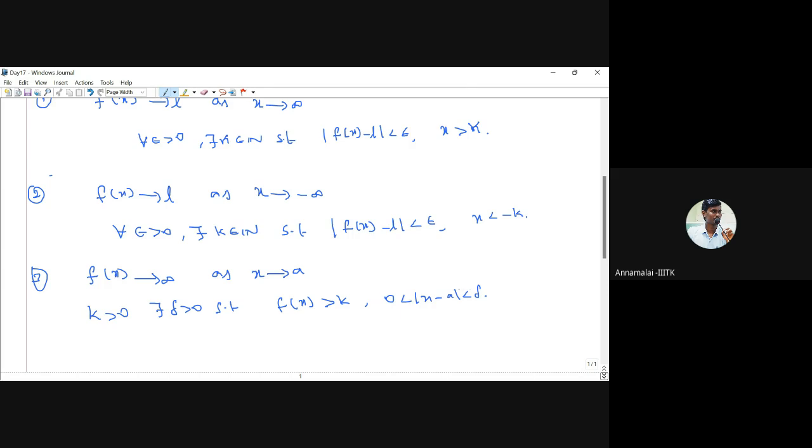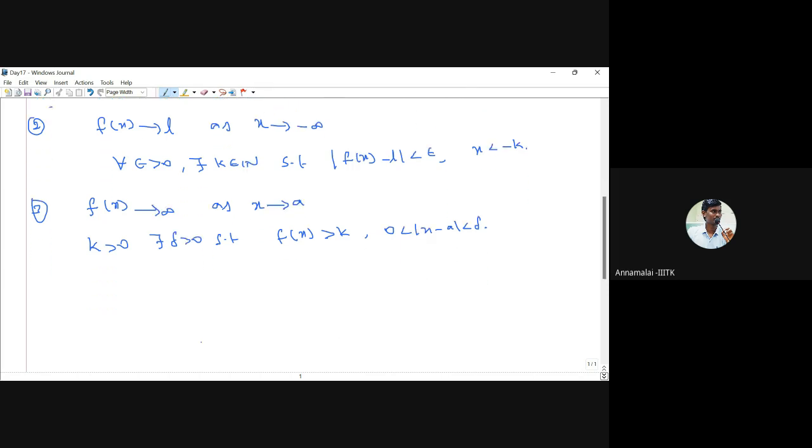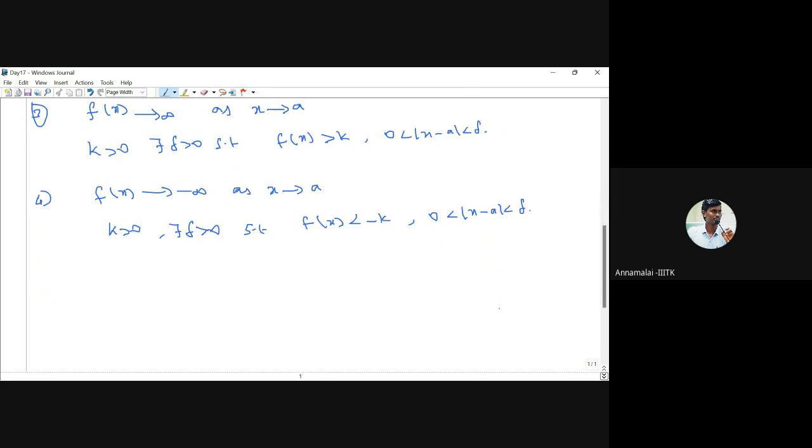Now similarly, what is the definition of f of x approaches minus infinity as x goes to a? So f of x approaches minus infinity as x approaches some finite value. Again, given any k greater than 0, there is a delta greater than 0 such that f of x is less than minus k whenever 0 is strictly less than modulus of x minus a, which is strictly less than delta. Now suppose both limits are finite. Similarly we can define all the possible cases.